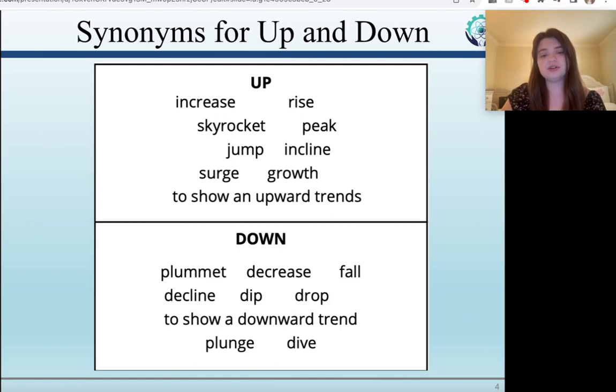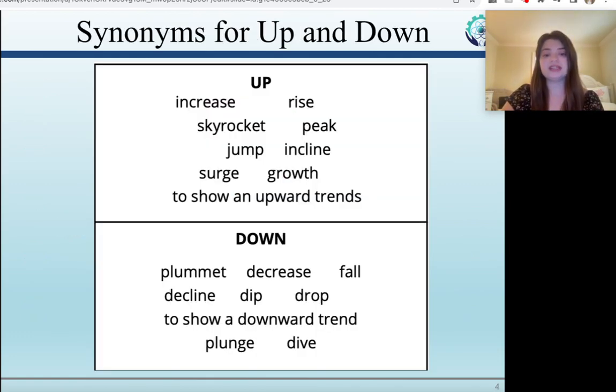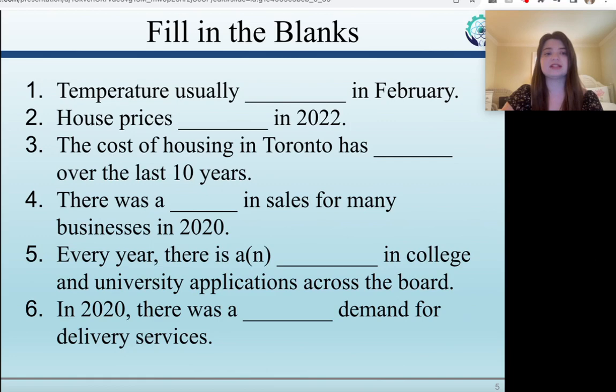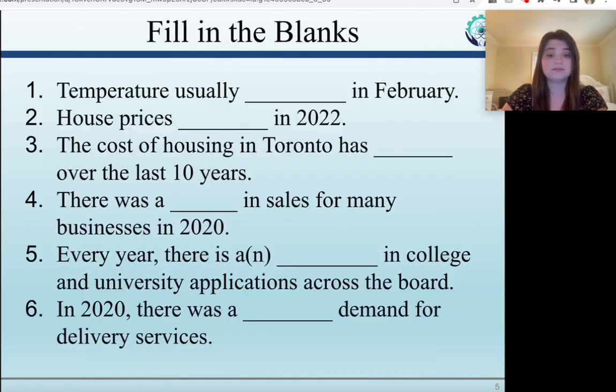We could say temperature usually drops in February. I wouldn't say temperature declines in February because it's not necessarily going at a relatively constant rate. It's just kind of, it goes down overall. I also wouldn't say it plummets in February because it's not like January is summertime and then it plummets. It goes down really fast. Well, no, January is pretty cold too. So I wouldn't say that temperature usually plummets or plunges or dives in February, but I would say it drops. I would say it decreases. I would say it falls, right?